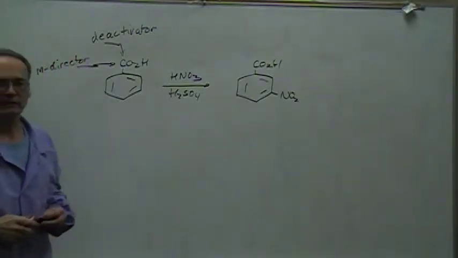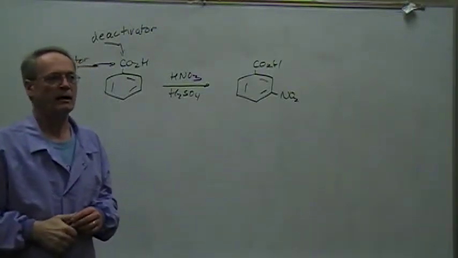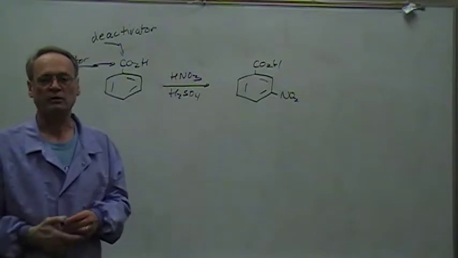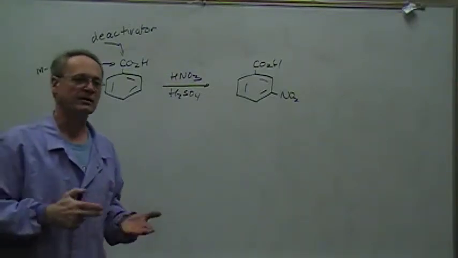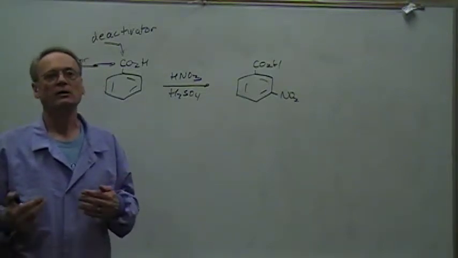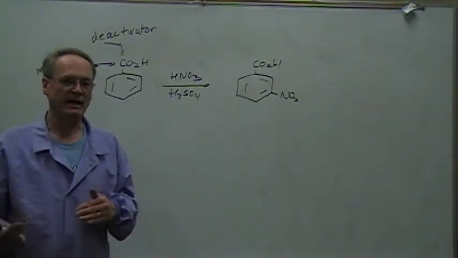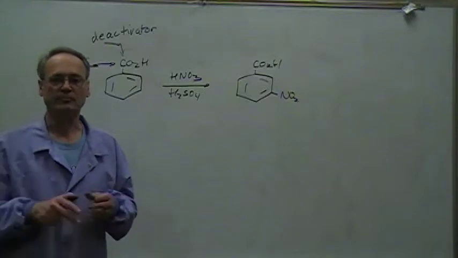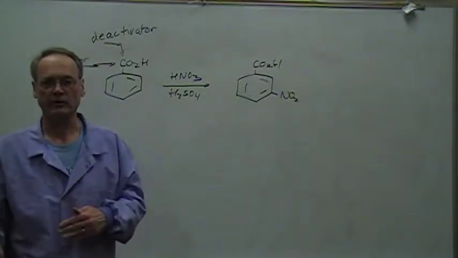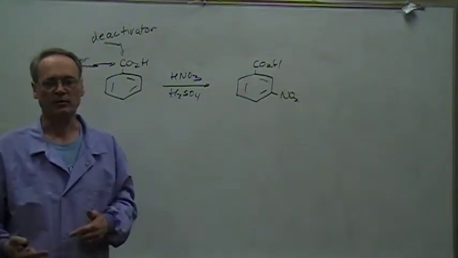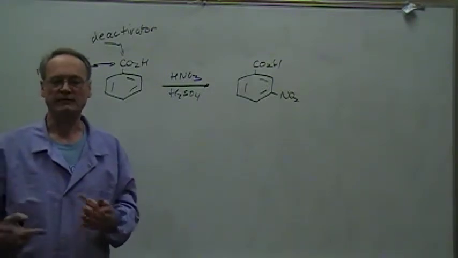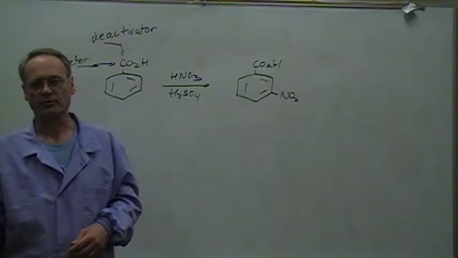Okay. So we'll have to memorize that as well. It's going to turn out that all groups that you might find on a benzene ring will either be activating or deactivating, and they will always be either meta directors or ortho-para directors. So if it's going to direct meta, it's just going to direct meta. If it's going to direct ortho, it's also going to direct para, and vice versa. So it's either meta or it's ortho-para.